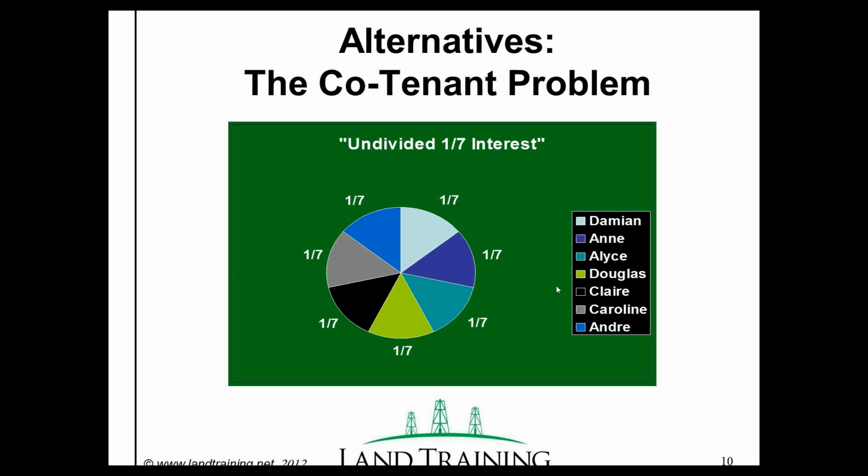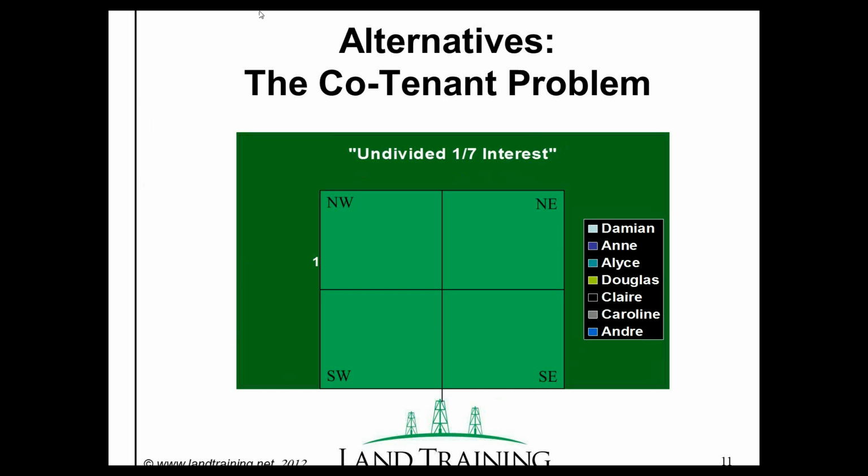It cannot be divided. So where can my brother drill on this 176 acres? Anywhere he wants. In other words, it's undivided. That means nobody owns the northeast. No single person owns the northeast quarter. We all own a 1/7 interest in the northeast quarter. Same thing with the northwest. Nobody owns the northwest quarter. We each own an undivided 1/7 interest. So because my brother doesn't own in a particular area, he can put that well anywhere he wants or anywhere that oil and gas company wants. That's what the co-tenant problem is.